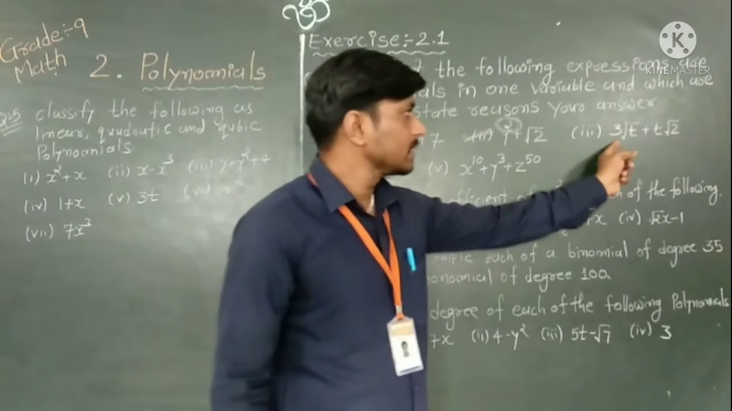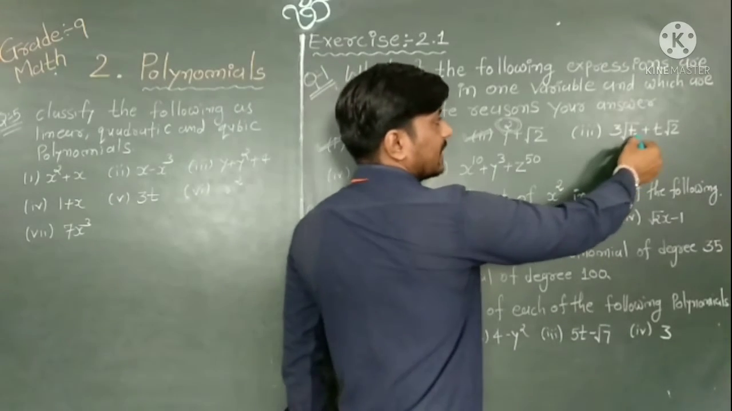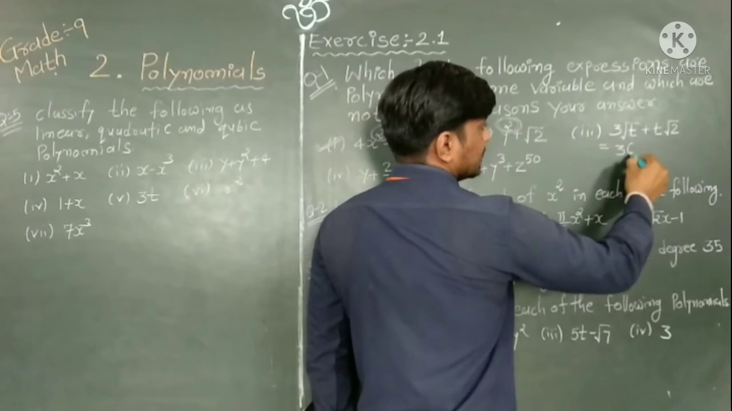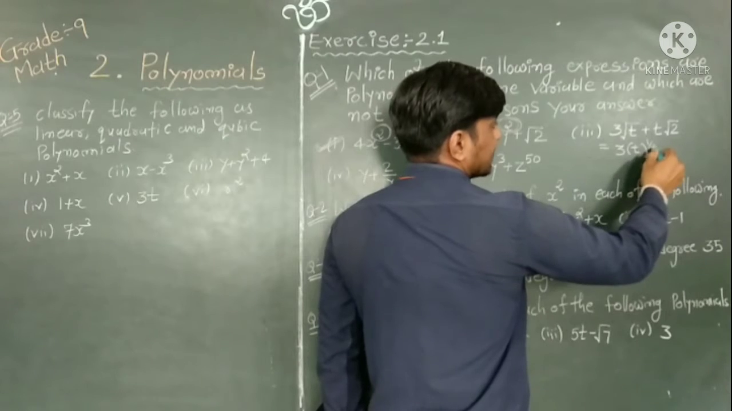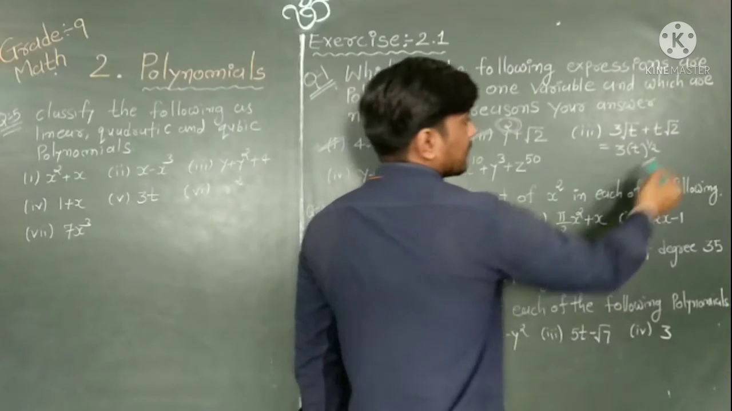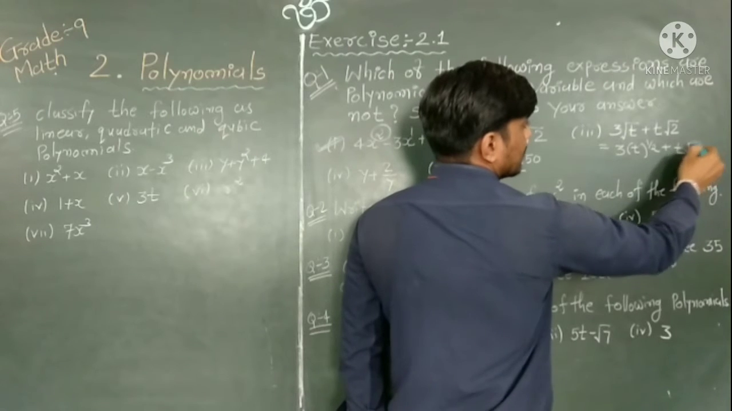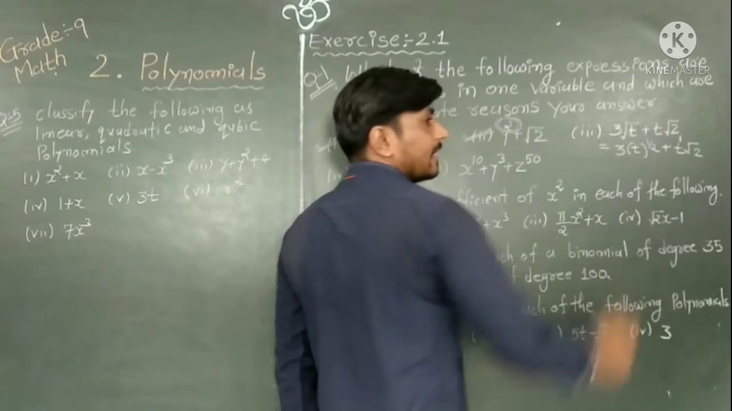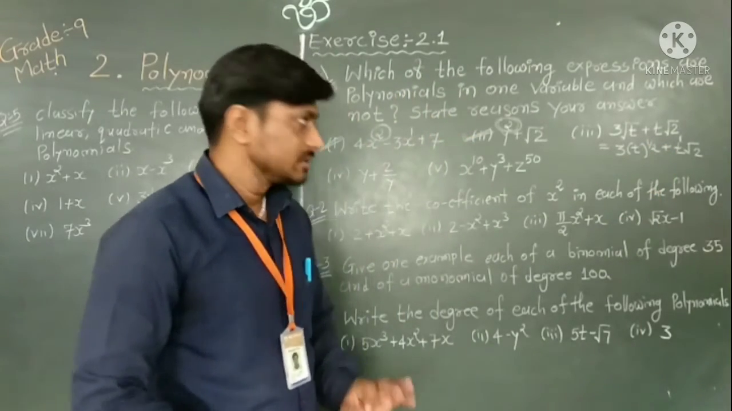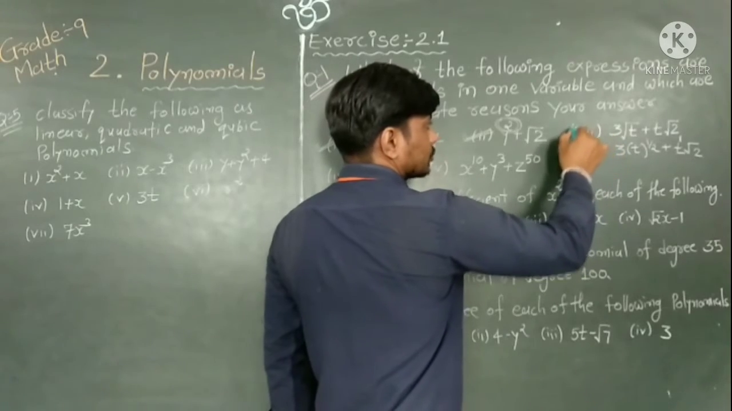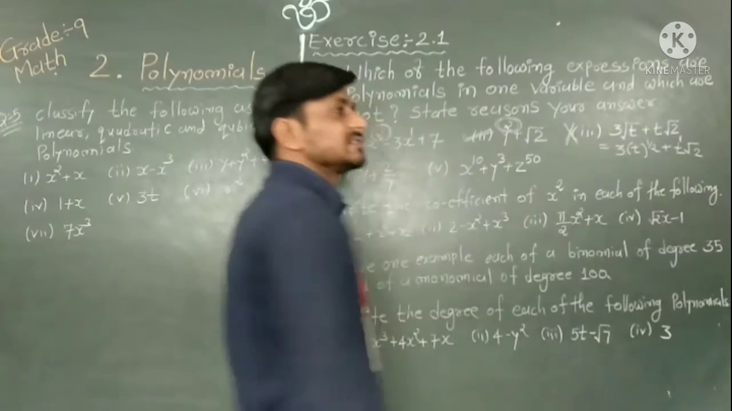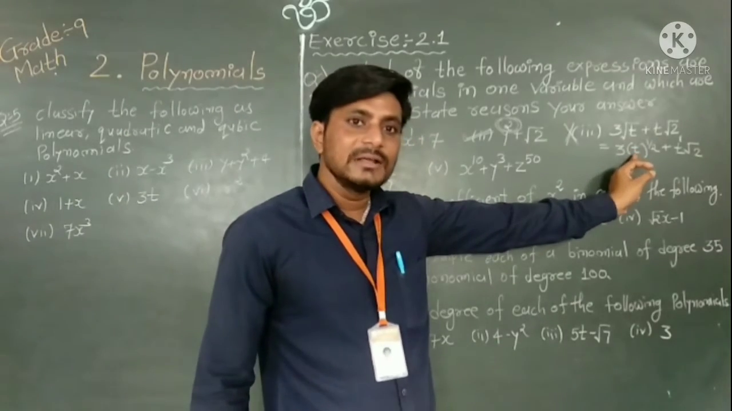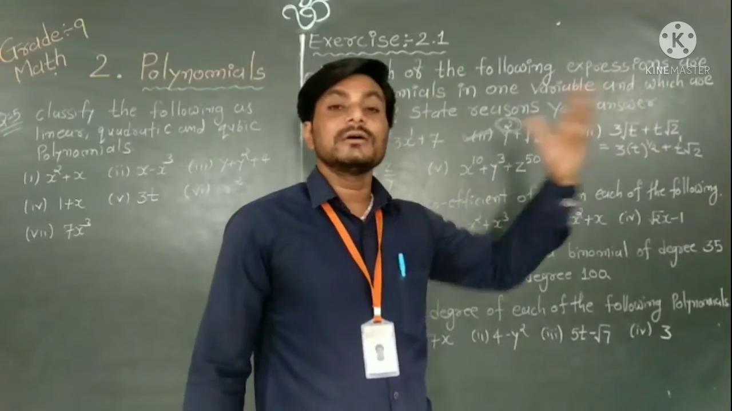Okay? Now the third one. This time the variable has a root. If I simplify one more step, it is 3t raised to 1 half. What is 1 half? This is the square root of t, plus t under root 2. Here the power of t is a whole number, but here the power of t is 1 half, and 1 half is not a whole number. So this is not a polynomial. So the third one is not a polynomial. With reason. What is the reason? The reason is that the power of the variable t is not included in the whole numbers.